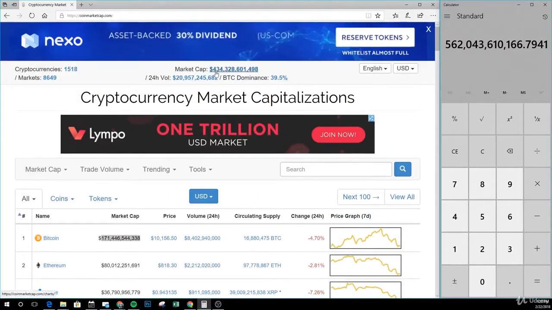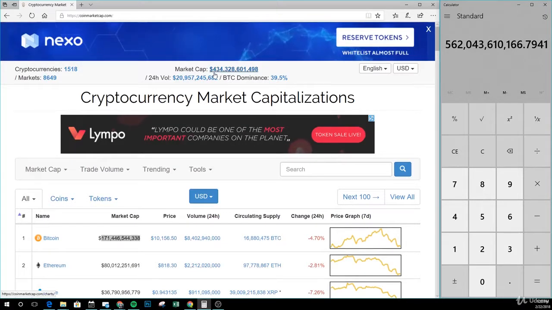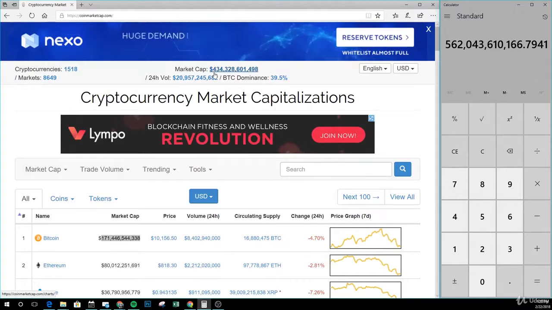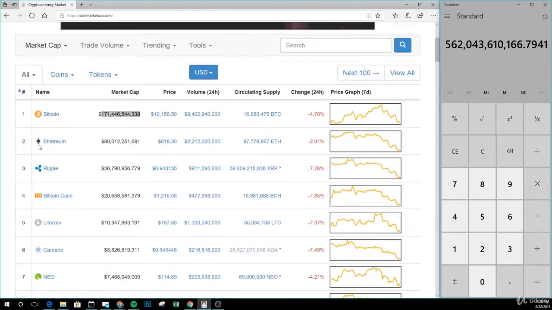And if you go up to the top here, you can see that the market cap of all cryptocurrencies in existence is not even at that level. In fact, it's lower. It's at $434 billion. So my conclusion from all of this is that for Litecoin's price to hit the $10,000 mark or around there, we'd have to see some extreme gains.